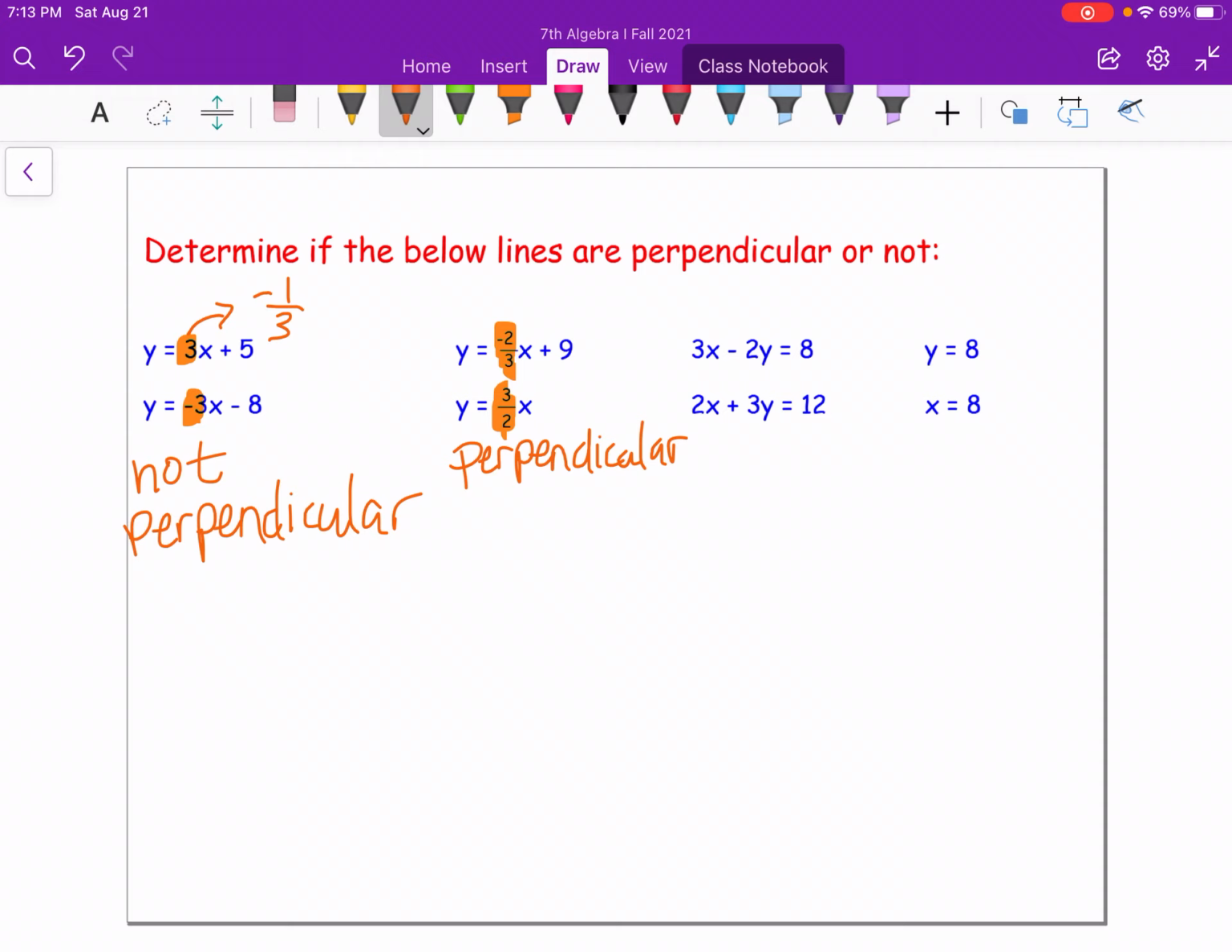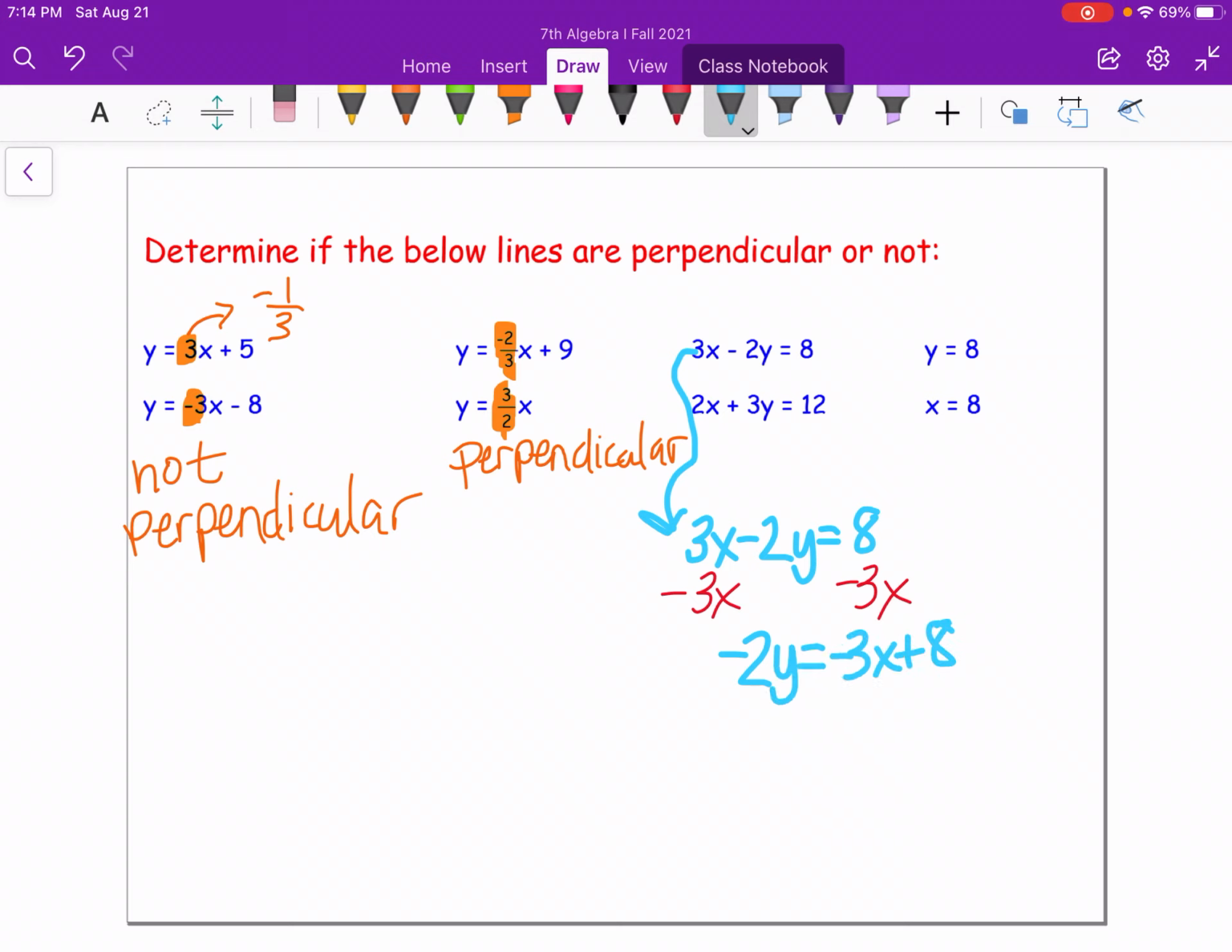Now the next set, again, it's not solved for y, so I don't actually know what the slope is here. So let's see here. I've got 3x minus 2y equals 8. I have to solve for y. So I'm going to subtract 3x on both sides. So I have -2y equals -3x plus 8. And I'm going to divide everything by -2. So I get y equals -3 divided by -2 is +3/2 x, and then 8 divided by -2 is -4. So this has a slope of 3/2.